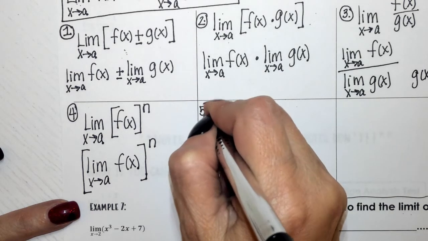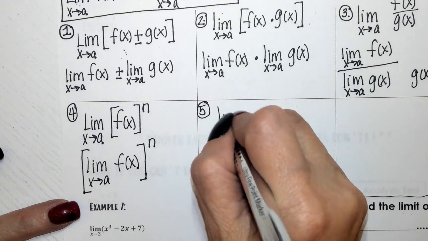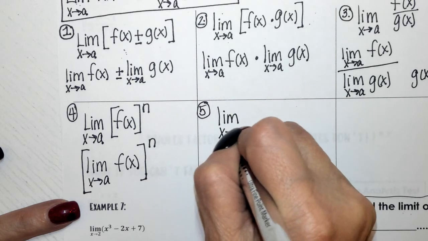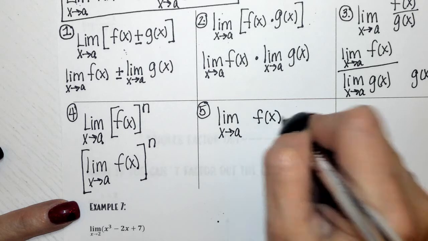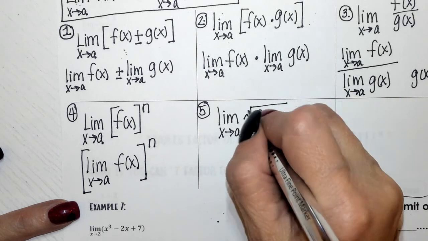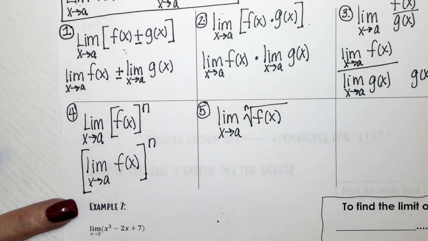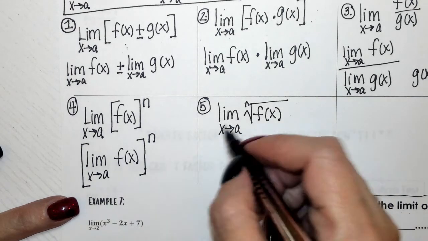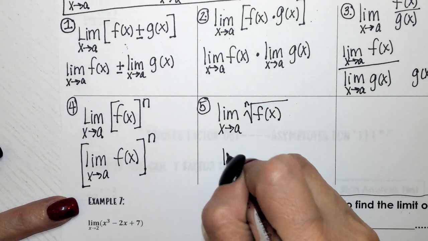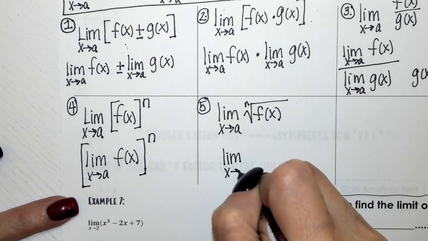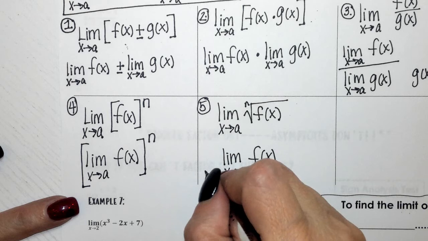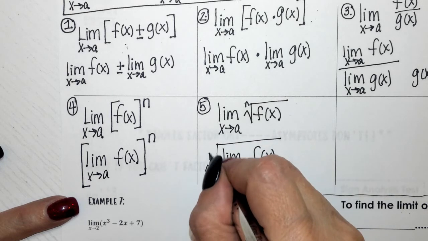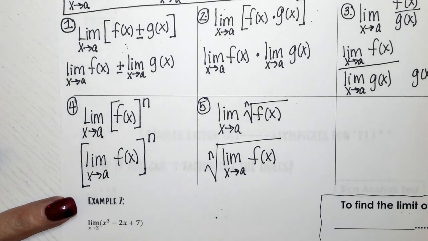And then the last one goes along the same lines. It is if you have a radical. If I have the nth root of a function, it just says that I can do the exact same thing. I can take the limit as x approaches a of f of x, and then after I do that, I can take the nth root of that at the end.